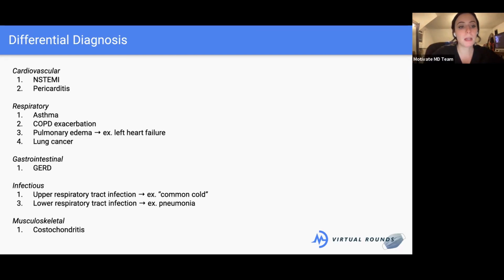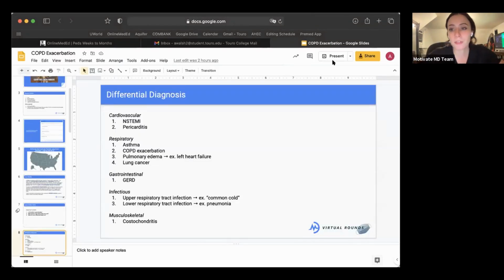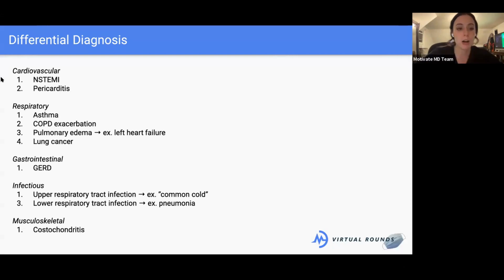So an NSTEMI is going to be a non-ST elevation myocardial infarction. That's what the letters stand for. And so what that's saying is this person's having a heart attack, right? A myocardial infarction, but there's no ST changes on the EKG. Usually in a STEMI, an ST elevation, you'd see this certain segment on the EKG is elevated. So with an NSTEMI, it's not elevated, but they're still having ischemia to the heart tissue. Oh, sorry, guys. Hold on, there we go. The next thing on this list would be pericarditis.